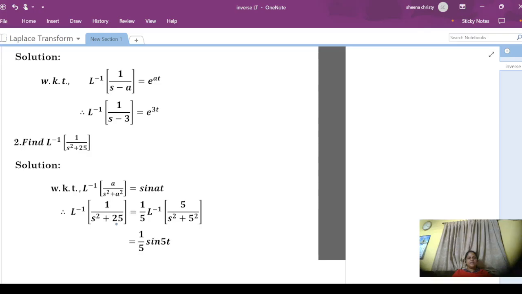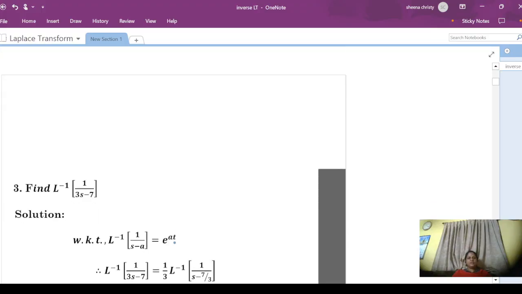Here, by considering A equal to 5, 5 square gives you 25. Therefore, 5 is missing in the numerator. So, multiplying and dividing it by 5, we are getting 1 by 5 L inverse of 5 by S square plus 5 square. That gives you 1 by 5 sin 5t.